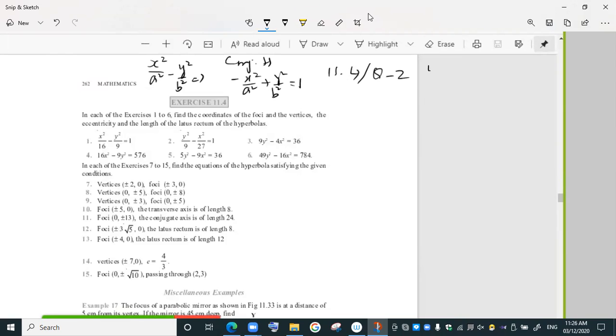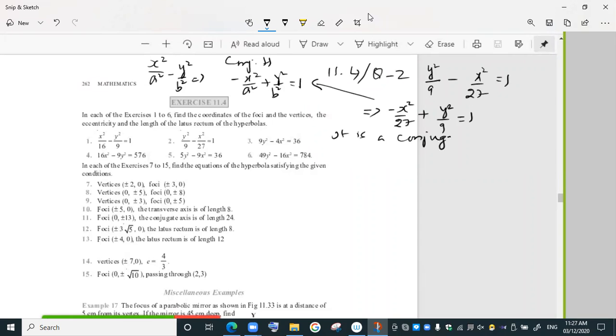So this equation is y square upon 9 minus x square upon 27 is equal to 1. So this can be written as minus x square upon 27 plus y square upon 9 is equal to 1. So this is just similar to the conjugate equation. Therefore, it is a conjugate hyperbola, second type, conjugate hyperbola.